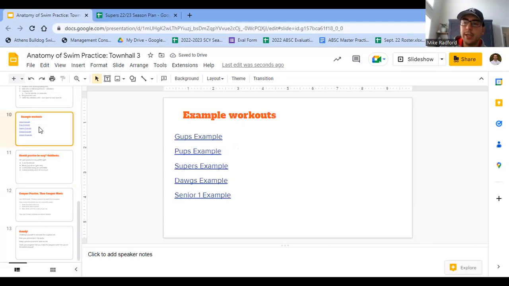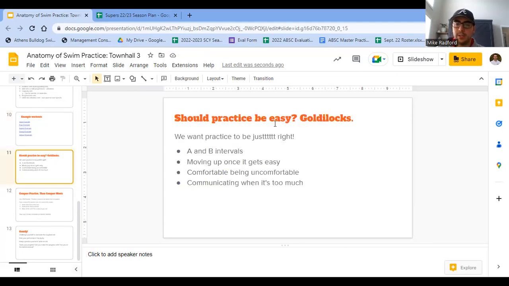So looking at all those sample practices, that sort of begs the question, should practice be easy? Should it be hard? What do we want? And what we want is the Goldilocks principle. You want swimmers to be in the range where they are just pushing the edge of their comfort zone. If it's too easy, they're not getting better. If it's too hard, they're going to be demotivated and they're not going to want to come back. So you want to hit that perfect zone right on the edge, just pushing the boundary of their comfort zone.